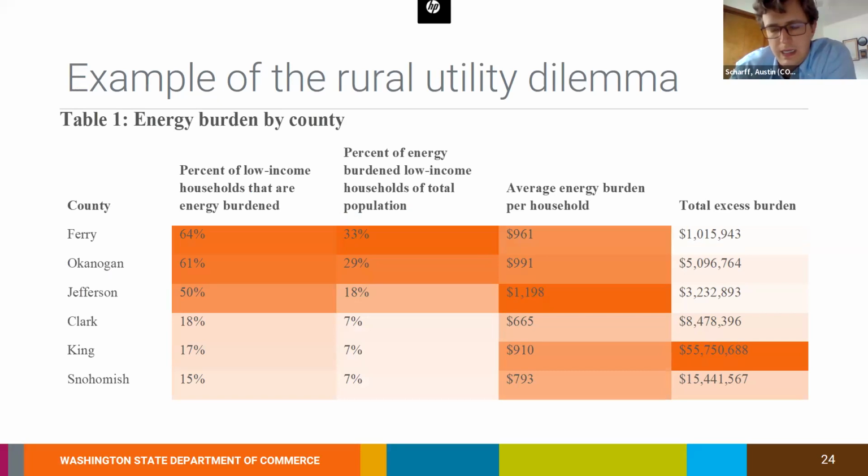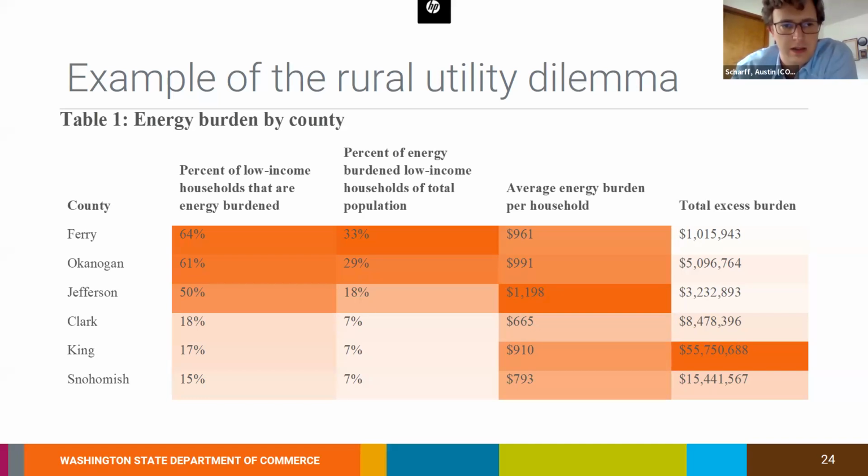So what I did, and this is discussed at length in our report, is this concept of the rural utility dilemma. And I've selected 3 counties here that are rural and 3 that are urban. There's a lot more that you can take a look at in the report, but again, for the purposes of fitting something on a slide deck, I selected 3 here.